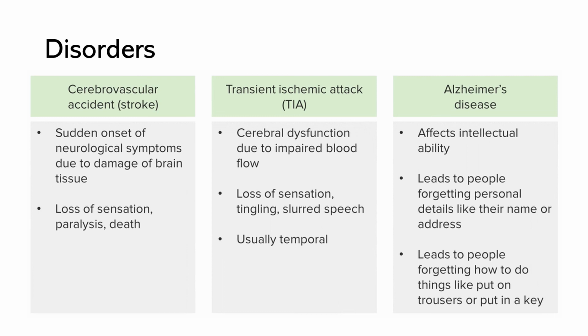Finally, a more pronounced homeostatic imbalance of the brain is referred to as Alzheimer's disease. This disease affects our intellectual ability. With Alzheimer's disease, not only does a person begin to forget things like other people's names or their own address, they also forget how to do things such as how to put on a pair of pants or how to put a key into a lock. There's a lot more information that needs to be learned about Alzheimer's disease. It's currently still being studied by a lot of researchers.